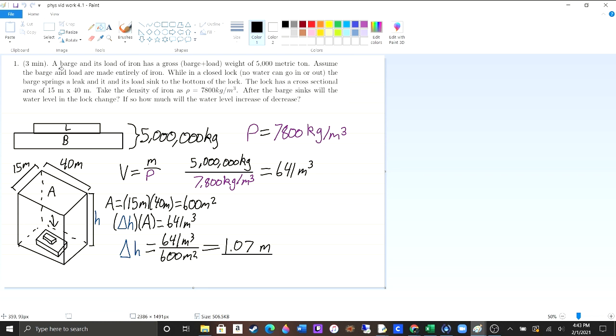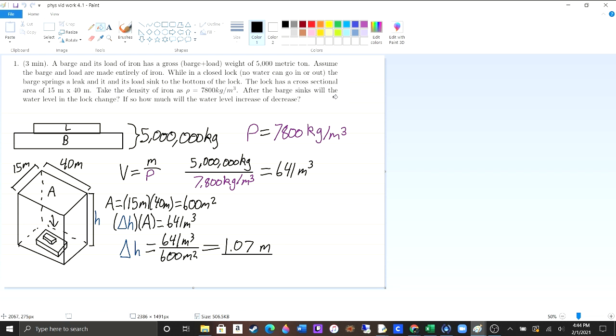So the question is, a barge and its load of iron has a gross weight of 5,000 metric tons, and 1 metric ton is equivalent to 1,000 kilograms. We assume that the barge and load are made entirely of iron, and while in a closed lock, so no water can go in or out, the barge springs a leak and sinks to the bottom of the lock. We know the cross-sectional area of the lock, which is 15 meters by 40 meters, and we know the density of iron, which is 7,800 kilograms per meter cubed.